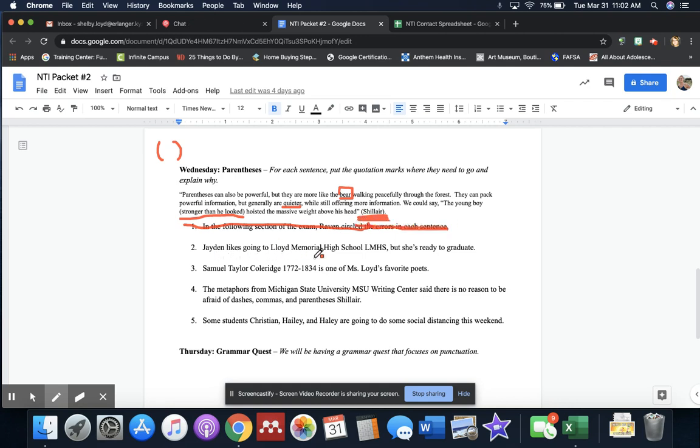Number 2, Jaden likes going to Lloyd Memorial High School, LMHS, but she's ready to graduate. So what is the information that we can separate out from the sentence? Think about what we don't necessarily need to have in this. We don't need to have the LMHS, right? So we are going to put the LMHS in parentheses. Now I know that's not powerful information, but if Jaden was writing an article about Lloyd High School, she could now refer to Lloyd as LMHS instead of having to spell out the whole thing.